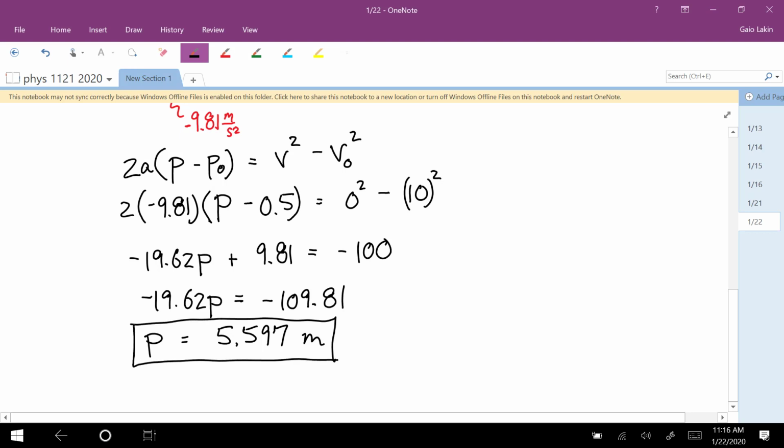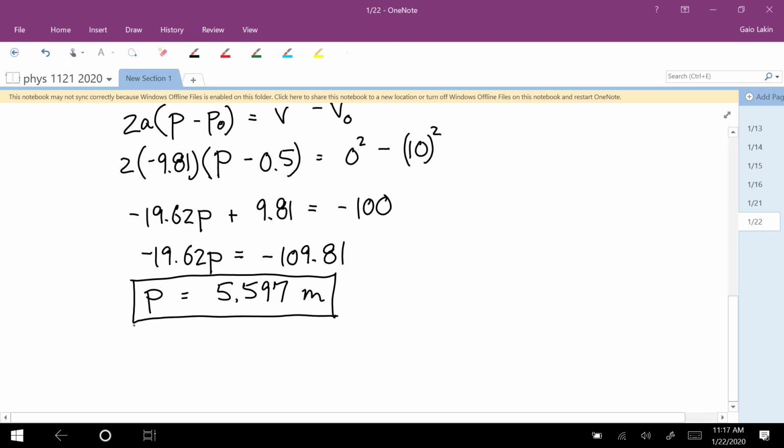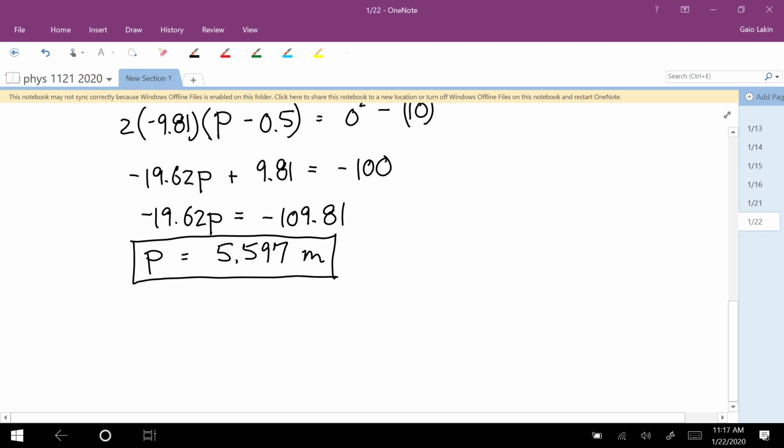Yes? You know, it doesn't really matter to me. I'm just looking for whether you're doing a process that makes sense. Most of the time I usually keep 2 decimal places, but I'll never take off points for how you round it. Any other questions? Yes.